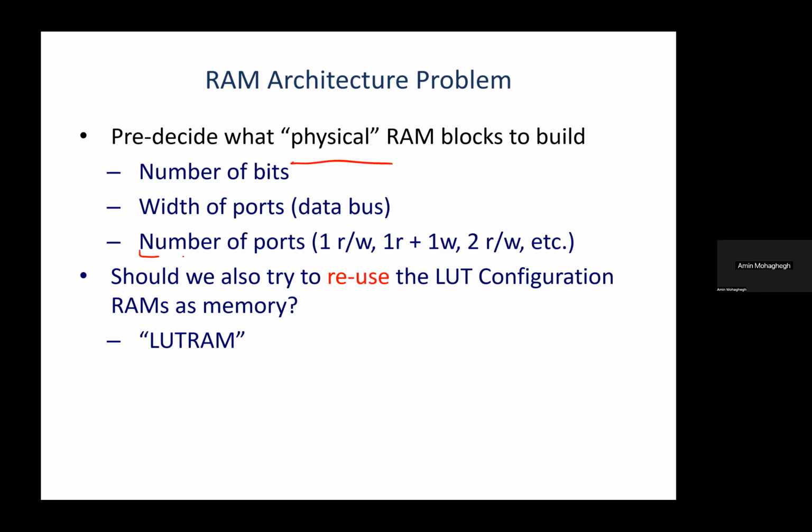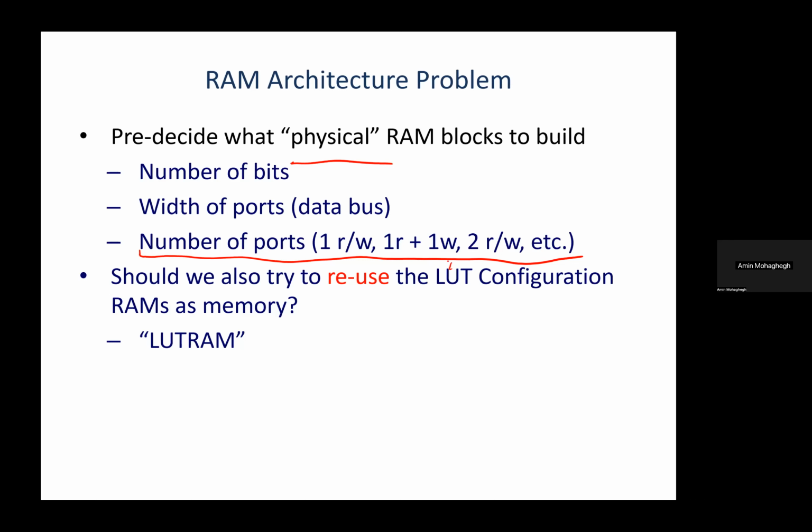And then we also have to choose how many ports. Okay, so the simplest RAM that we can build is what's called a single port RAM. It's got one read/write port. So on a given clock cycle, I could do a read or I could do a write, but I can't do both. That's a single port RAM.